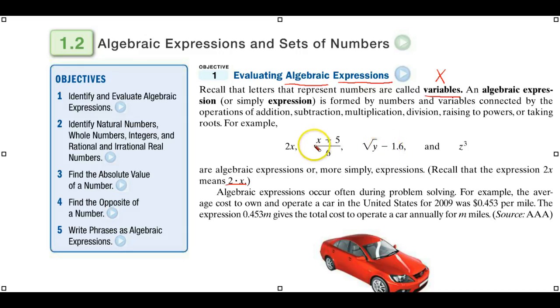Now, this is a horizontal division bar. And when you write fractions, this is how you should write them, horizontally. This bar also is a grouping symbol, indicating all of what is on that division bar. Now, the upper part of a fraction is the numerator. This bottom part is the denominator.